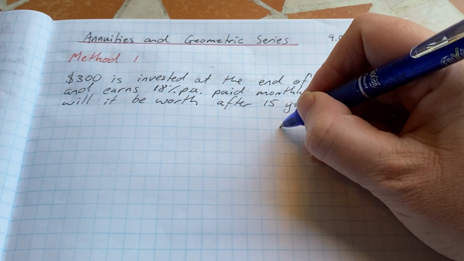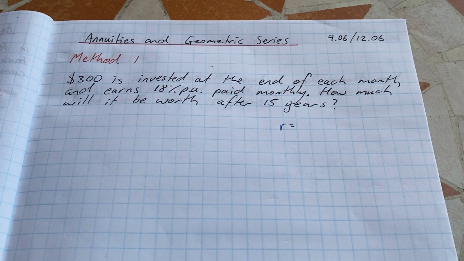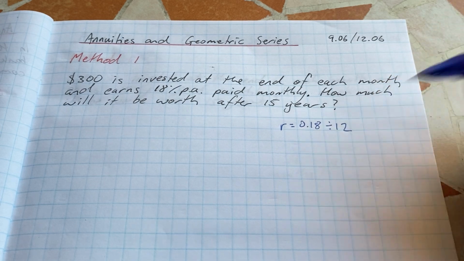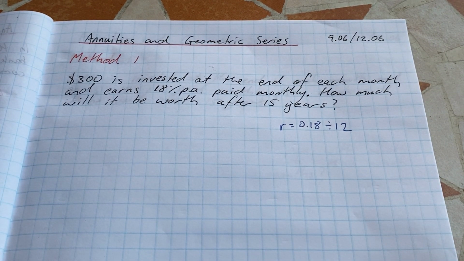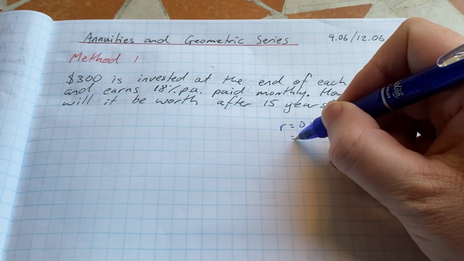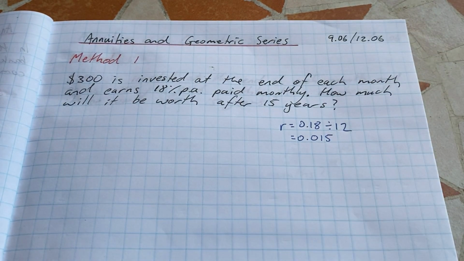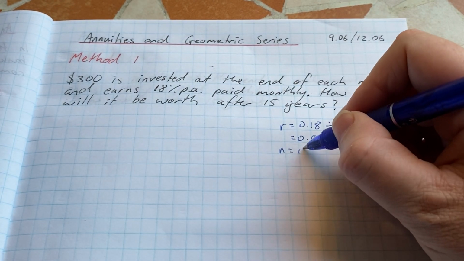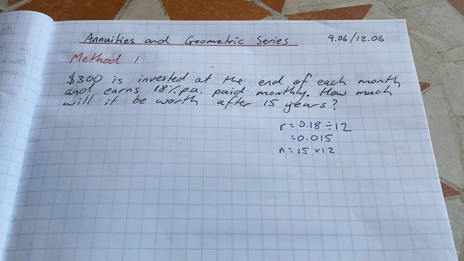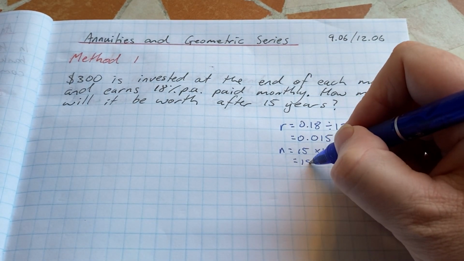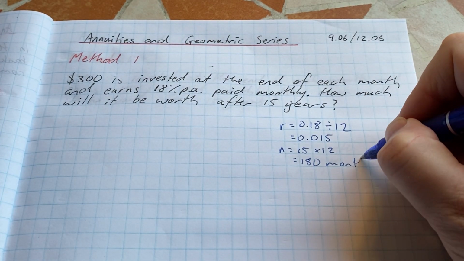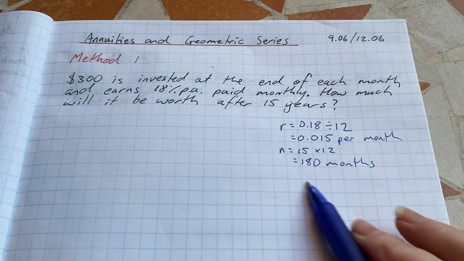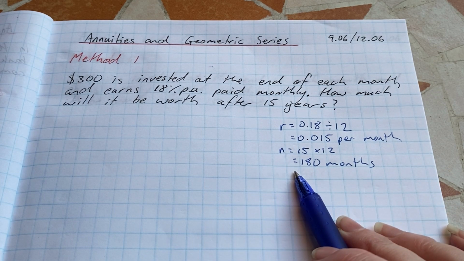Okay, so let's have a look. Always write down your rate. So 18% per annum is 0.18. We have to divide that by 12 because it's per month, and that is 0.015 as a decimal. And our N is 15 years times 12, so that's 180 months. Everything's per month. Very important, your R and your N are per month.